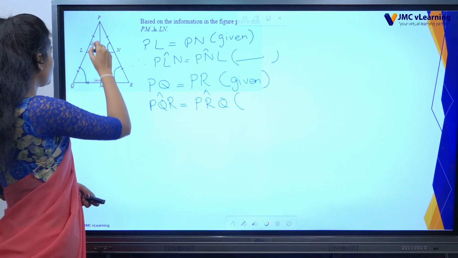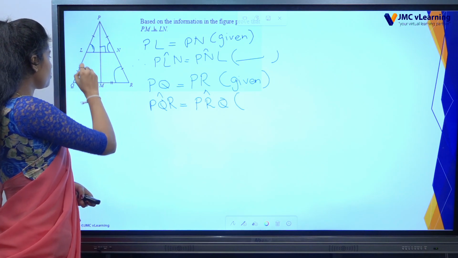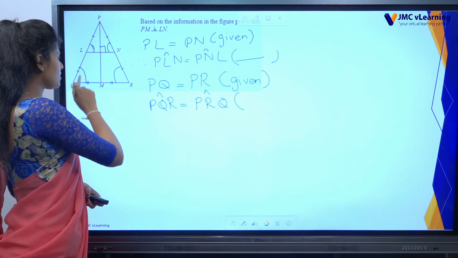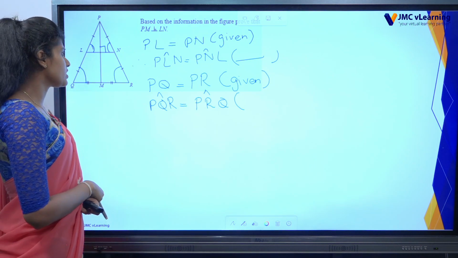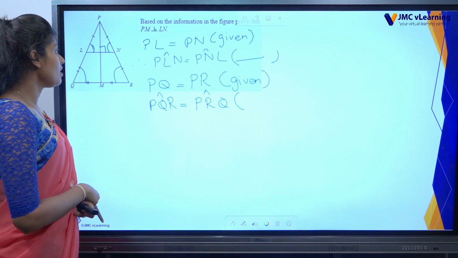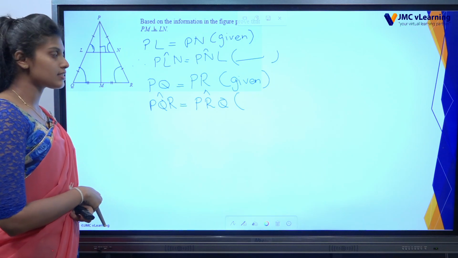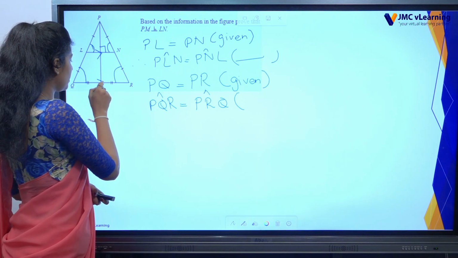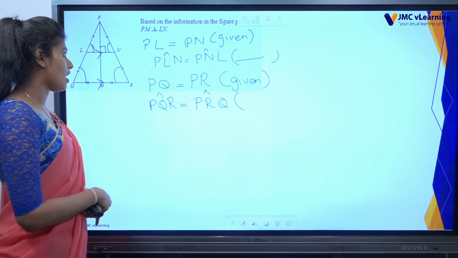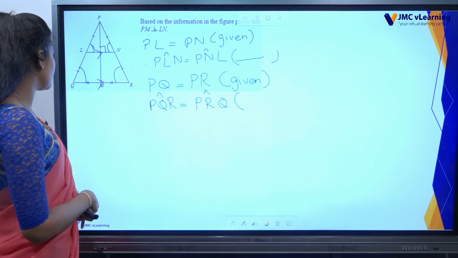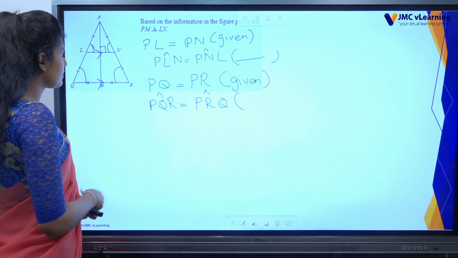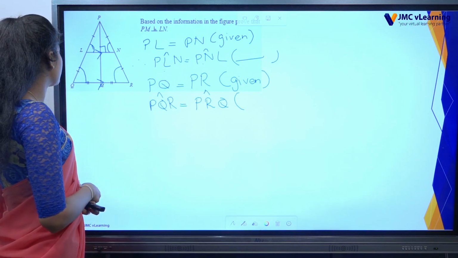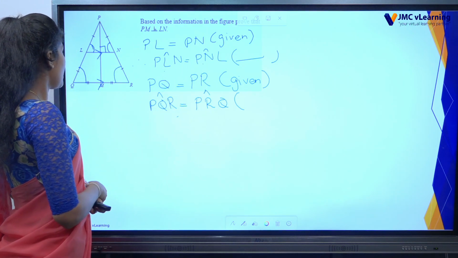Then you can see here these two angles are equal in magnitude. That means these angles look like which type of angles? These are like corresponding angles. That means this LN and QR sides are parallel to each other. Then here we have taken equal angles and here also equal angles.